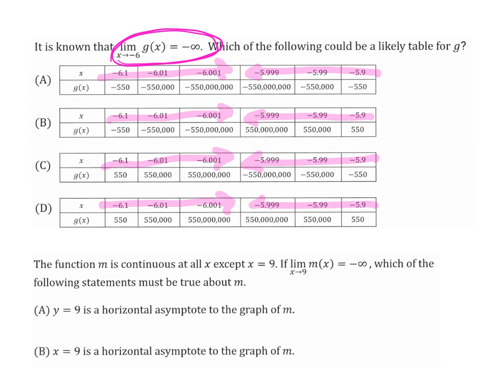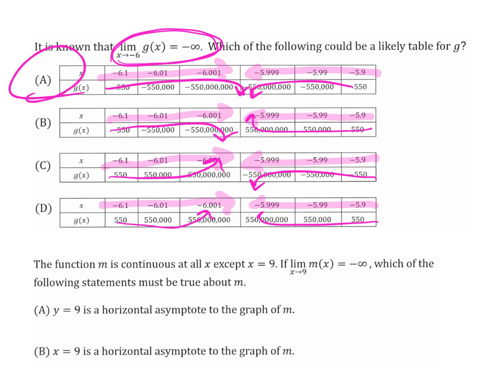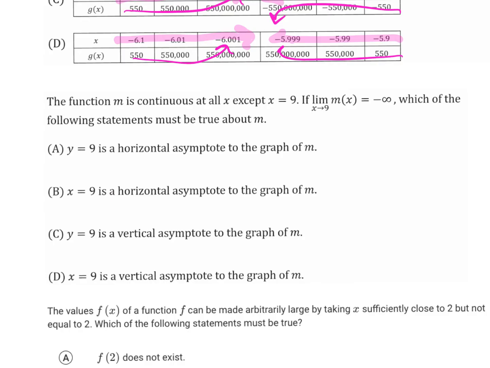She's saying it's not D. These are going up real high. C, one's going up and one's going down. B, one's going down and one's going up. A, they're both approaching a real big negative number. This is a good picture of a function that is continuous. We don't have any holes, except at x is 9. It says as x approaches 9, my limit is negative infinity.